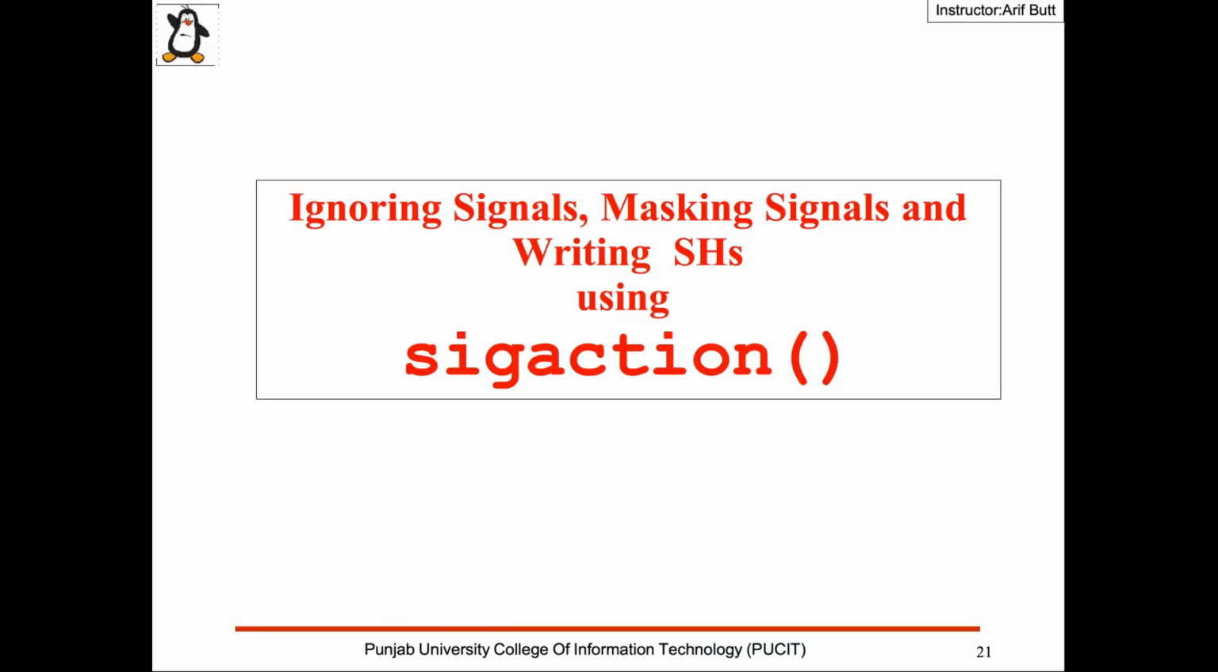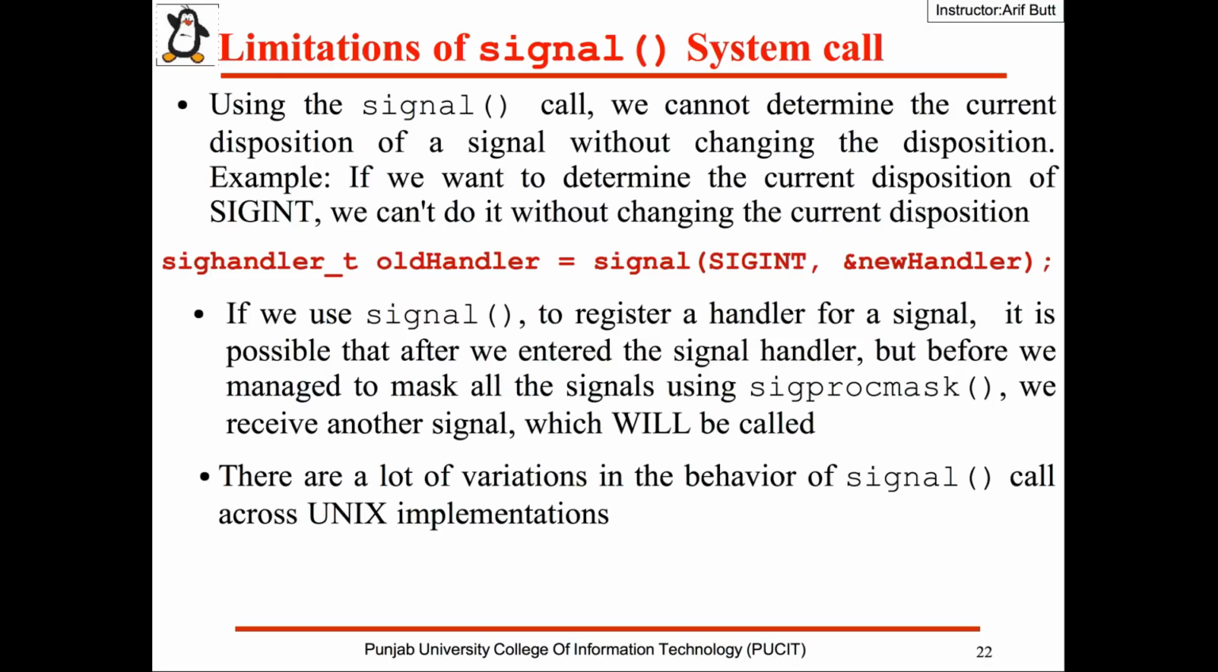Well, dear students, the task of ignoring signals and writing signal handlers using the signal system call has become obsolete and should be avoided. Better to use sigaction, which is a newer system call. This slide shows the 3 limitations of the signal system call. Well, using the signal call, we cannot determine the current disposition of a signal without changing the disposition.